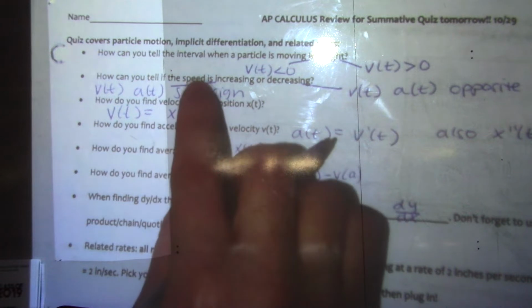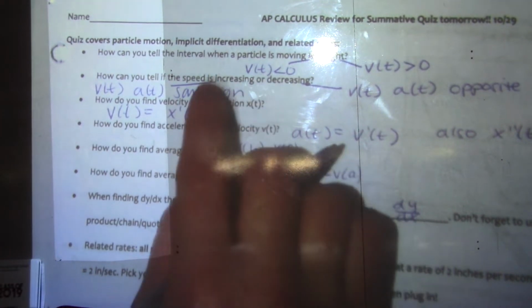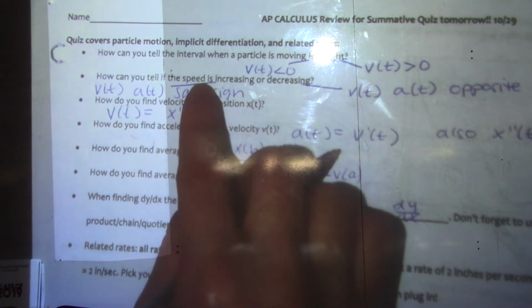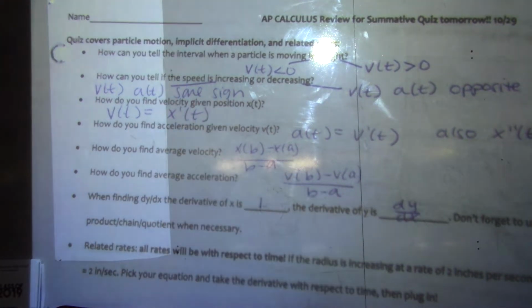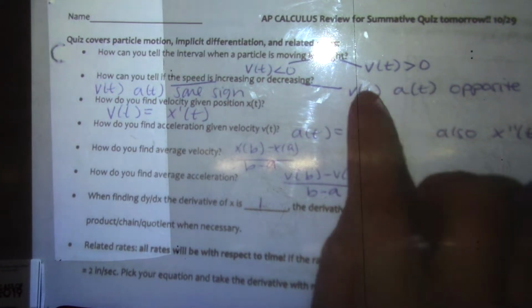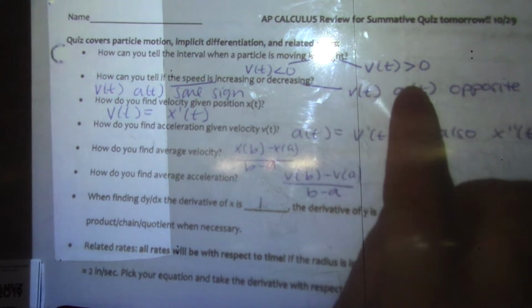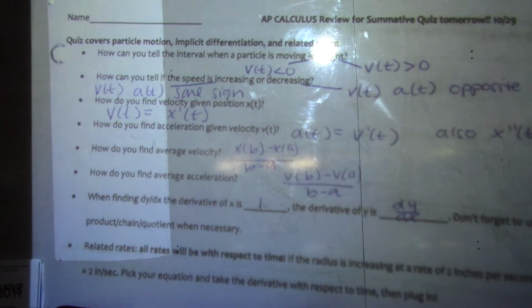How can I tell if the speed is increasing or decreasing? So the speed is just, is it getting faster or slower? If velocity and acceleration are the same sign, so they're both positive or both negative, that means the speed is increasing. If V and A are opposite signs, that means the speed is decreasing, it's getting slower.